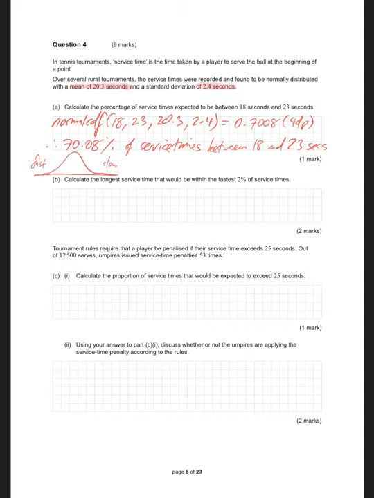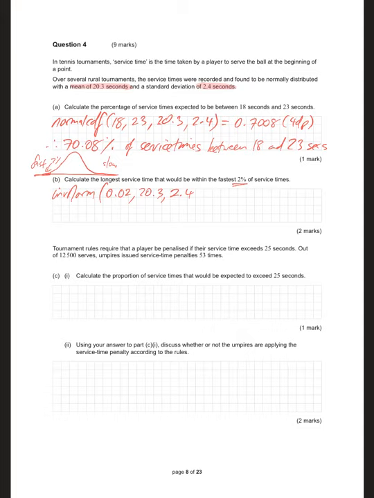The fastest times, no, I don't need to do a conversion. The fastest times are down here, the bottom 2%, so the tail is on the left, so I don't need to do any conversion. I'm finding a time, I'm given a percentage, so it's an inverse normal question. The fastest 2%, so 0.02. The mean was 20.3, the standard deviation was 2.4.